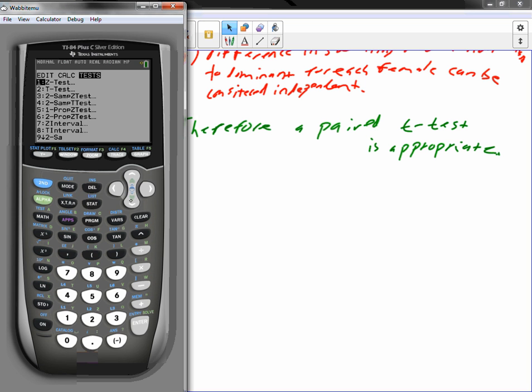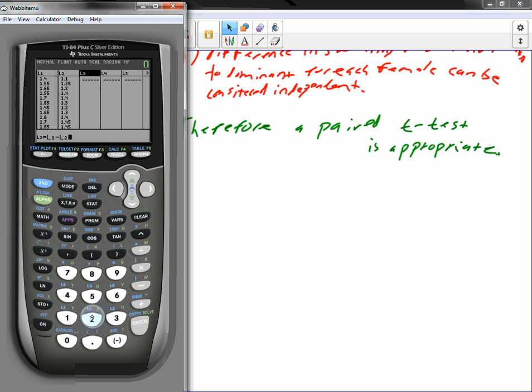And I don't see a paired t-test here. That's why. Remember, when you do a paired t-test, what you're really looking for is the difference between the two. So what I'm going to do is go back into my lists, go to L3, and go up to the top. In L3, I'm going to put in L1, that's my dominant foot, minus my non-dominant foot, which is L2. And I'm going to let that come up in L3.